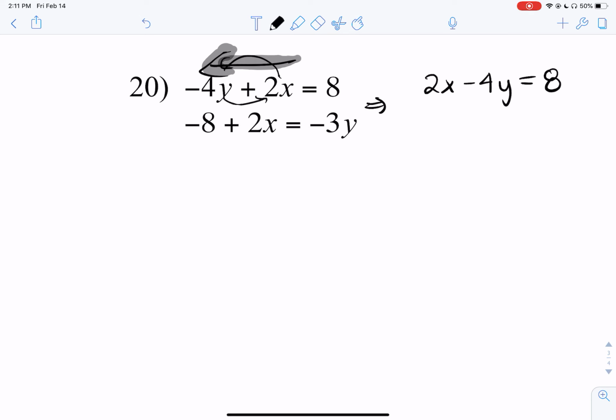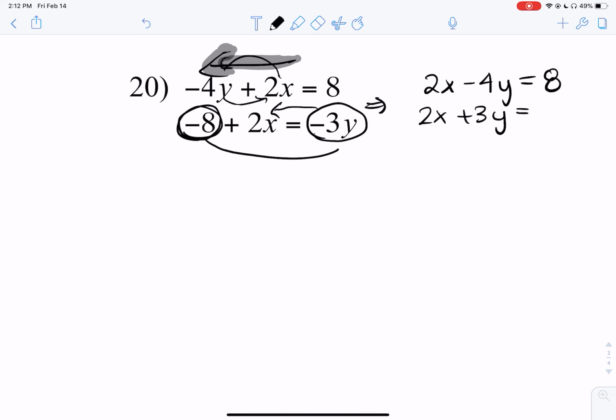But the one on the bottom, I have to do some rearranging. I have to move this one to the other side. The 2x is okay, but I'm going to move the y term to the left side. That's going to make it +3y. And I need to move the constant, the -8, to the opposite side. So I would have to add that, and that would make it +8.